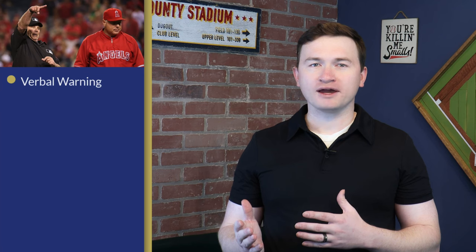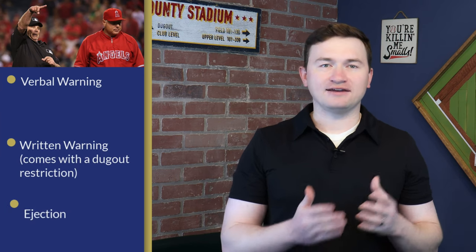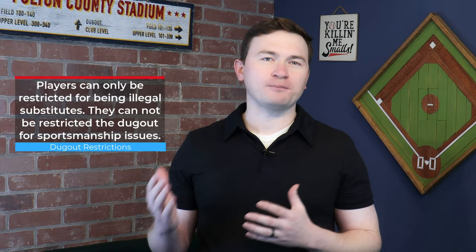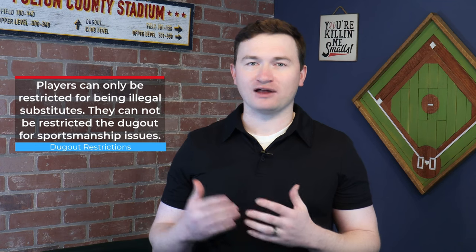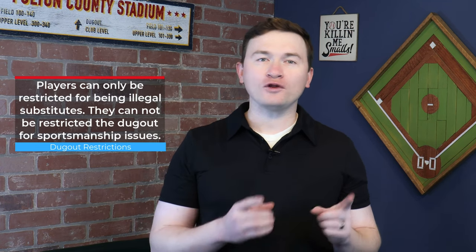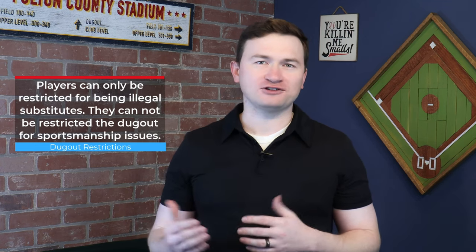So what are our options? They give us three levels of penalties: a verbal warning, a written warning, which comes with a dugout restriction, and ejection. Now, you need to know that by rule, we cannot restrict a player to the dugout for sportsmanship violations. A player can only be restricted for being an illegal substitute. And it's worth also noting that an ejected player does not have to leave the dugout. So what do we do if we have a player causing problems in the dugout?